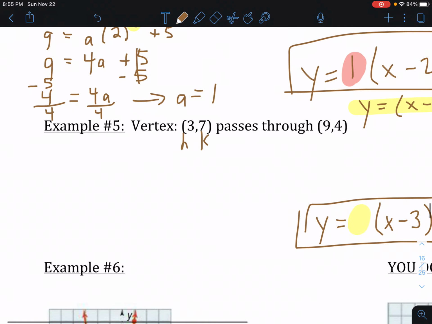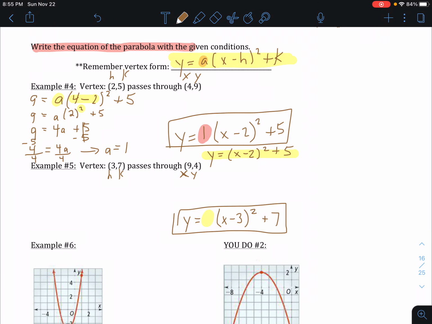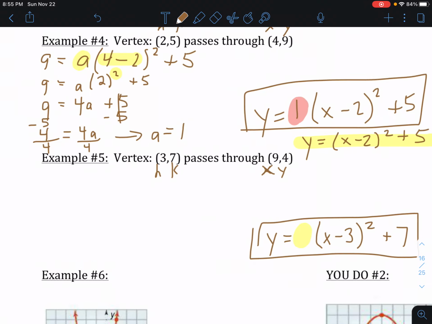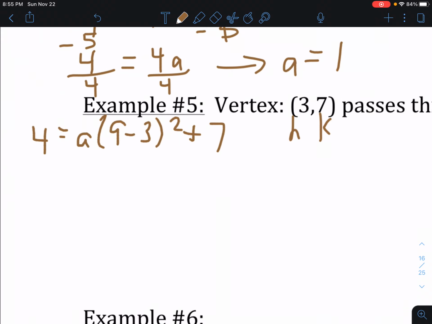The other half is finding out what a is. That's where the 9, 4 is going to come into play. We're going to call that x and y. And we're going to use the formula that's on the top of the screen again. I'm plugging the 4 numbers in for y, x, h, and k, and I'm going to solve for a. So y equals a, parentheses x minus h squared plus k.